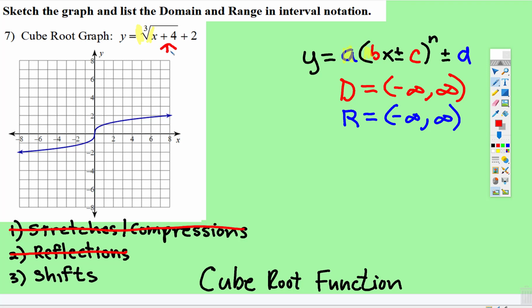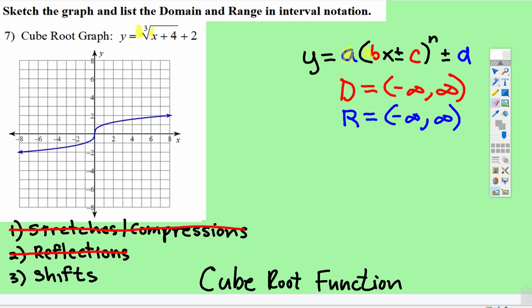But we do have to shift it left and right by doing the opposite of what's inside here in this case. And if you're not sure what to do, just over on the side of your paper, set that phrase equal to 0 and then solve for x. And -4 does happen to be the opposite of +4.